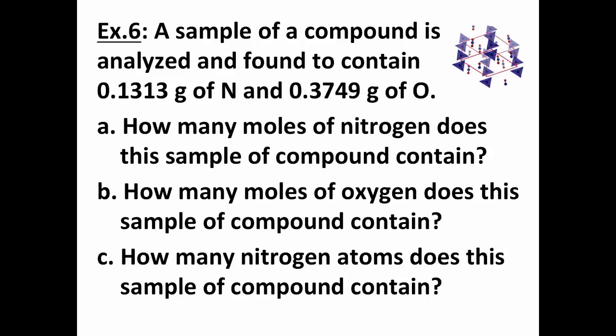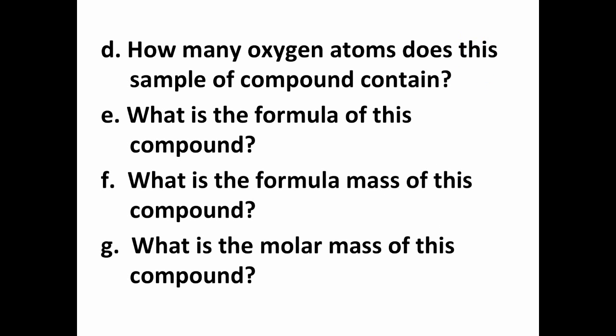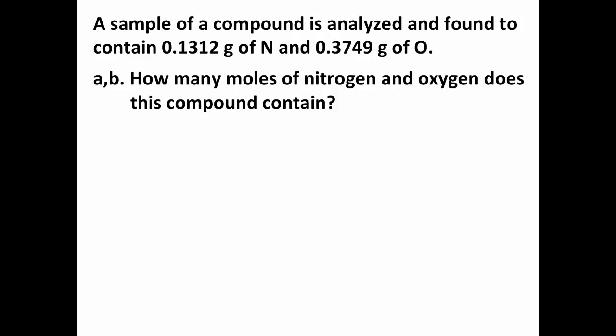And we're going to start with an example where we have a sample of a compound that's been analyzed and it's found to contain 0.1313 grams of nitrogen and 0.3749 grams of oxygen. We're going to find out the moles of nitrogen and the moles of oxygen in this sample of compound, as well as the number of nitrogen atoms and the number of oxygen atoms in this sample of compound. We'll also find the formula of the compound, the formula mass, and the molar mass of the compound. And let's do these bit by bit, starting with moles of nitrogen and oxygen.